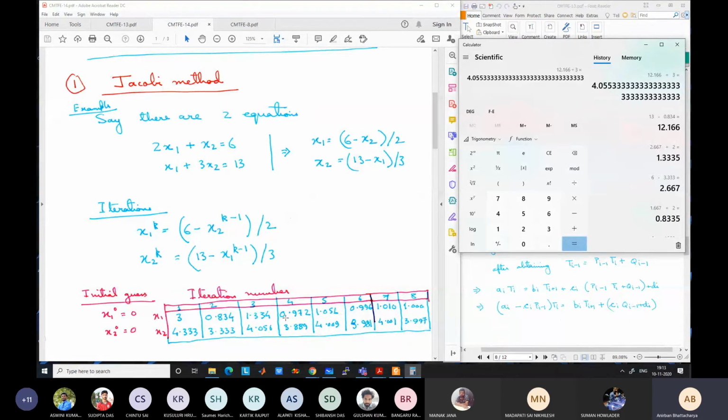So like this, you go on proceeding. I hope you have understood the process. I'm not calculating any further, but you keep on proceeding. For finding this value you need this value, and for finding this value you need this value. Every time you check the change with the previous iteration. From here to here it is around 0.5, and this is around 0.7. From here to here it is less than 0.2.